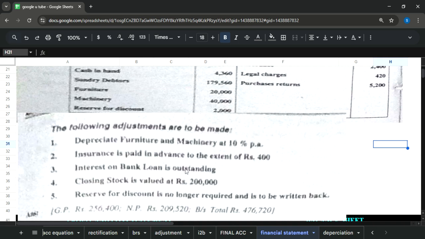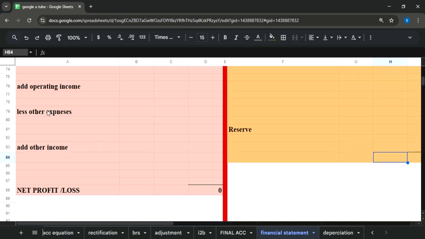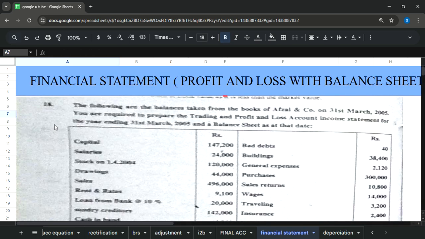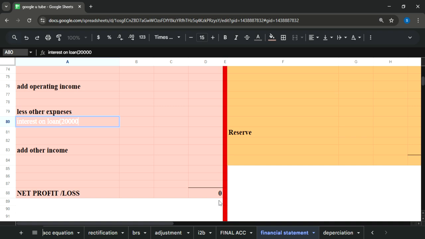Now third, interest on bank loan is outstanding. Over here you can see the loan is given, it's 20,000 and its interest is 10%. We will go to the other expense side, and here interest on loan would be mentioned. We will now see how much the loan is, 20,000 and 10%. So here we will calculate 20,000 multiplied by 10 divided by 100. The amount of interest would be calculated. What is 20,000? It's the amount of the loan. We have multiplied it by 10 divided by 100 to get the amount of interest.